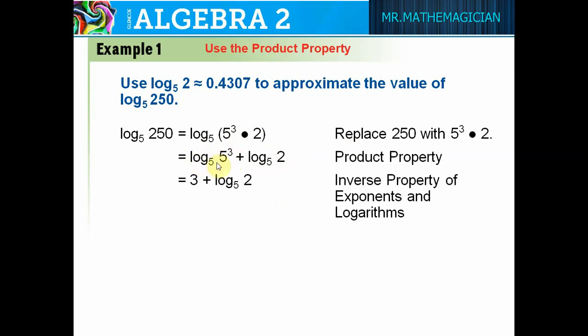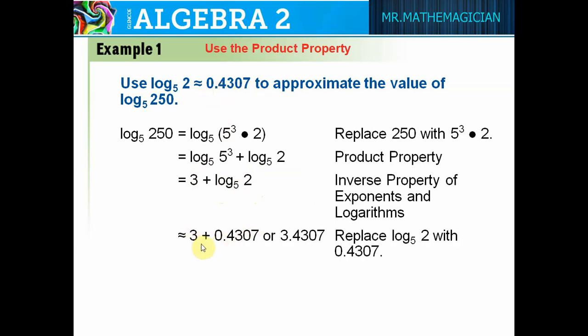Now you know, from your previous knowledge, that the result will be 3 plus log 2 to the base 5. Log 2 to the base 5 is given as 0.4307. So this will be approximately 3 plus 0.4307, or 3.4307.